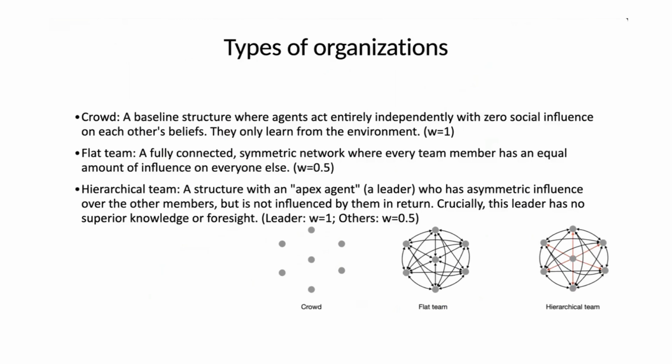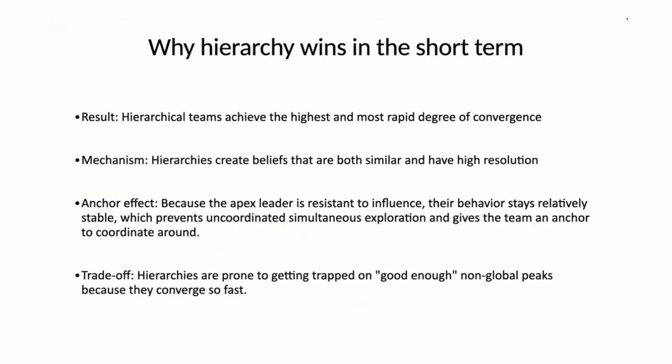Here, the mechanism is that hierarchies create beliefs that are both similar and have high resolution. I can talk about the anchor effect first. Because the apex leader is resistant to influence, their behavior stays relatively stable, which prevents uncoordinated simultaneous exploration and gives the team an anchor to coordinate around.